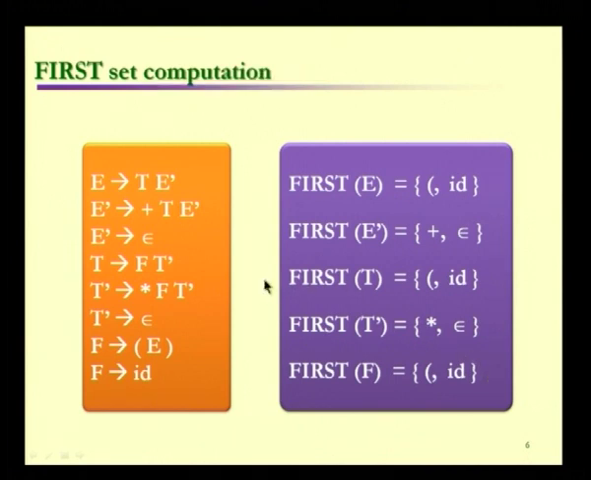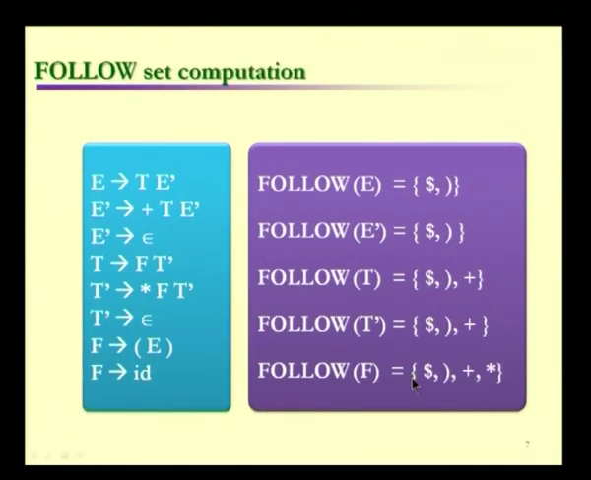And then when computing the first set of E dash, we find that plus and epsilon are the result. So this plus will be the first one, and since we have only epsilon here, epsilon is going to be in the first set of E dash. And when you go for T, we have already computed that, but it is going to be T dash or T prime. We will have star and epsilon, and finally for F, we know it is already computed: opening bracket and ID.